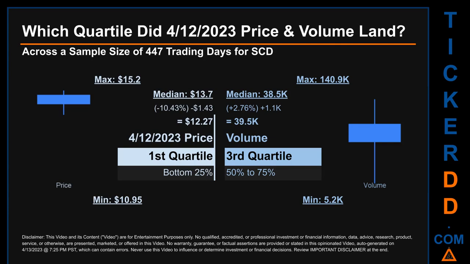Quartiles tell us about the spread of a data set by breaking that data set into quarters, just like how the median breaks the set into half. Descriptively, SCD has a median price of $13.70. Therefore, the 12th of April 2023 price was lower from that middle marker by 10.43%. The day's volume of 39.5 thousand was more than the median by 2.76%.